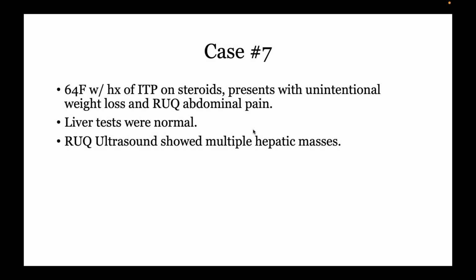All right, case number 7. A 64-year-old female with a history of ITP on steroids presents now with unintentional weight loss and right upper quadrant abdominal pain. Her liver tests were actually normal, but the ultrasound shows multiple hepatic masses.